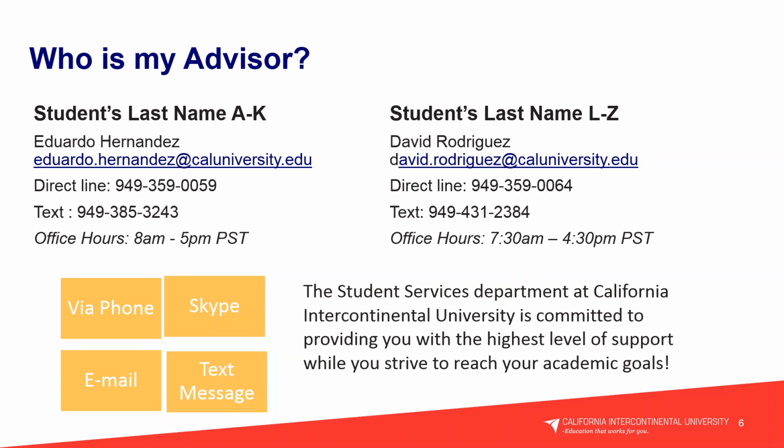Student services here at CIU is really committed to providing you with a high level of support while you strive to reach your academic goals. That's why we can contact you via phone, Skype, email, text messaging, whatever you prefer. We want to ensure we find the best way to help you. And so we're always looking for your feedback and any questions or concerns. We're here to help you, so bring them to our attention so we can discuss them.